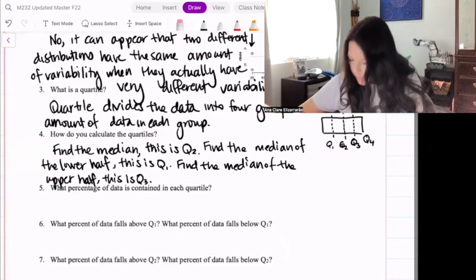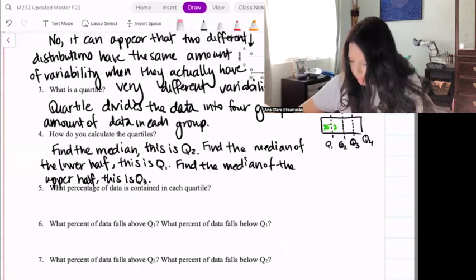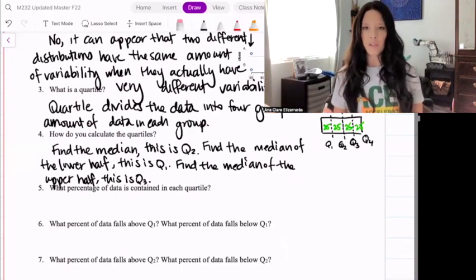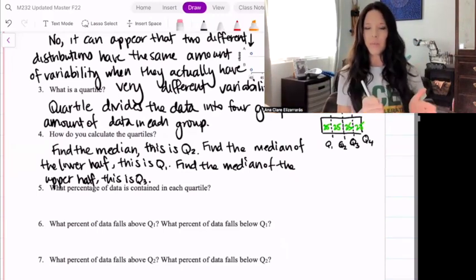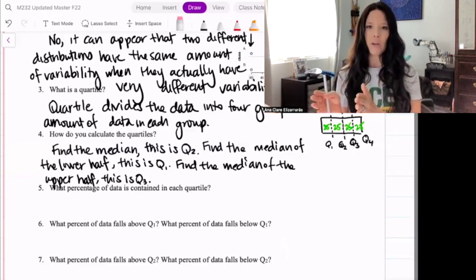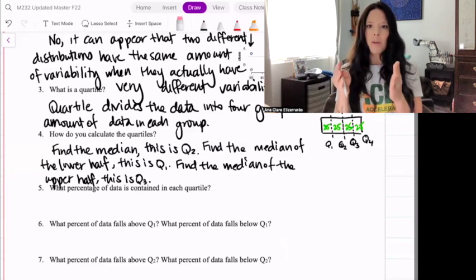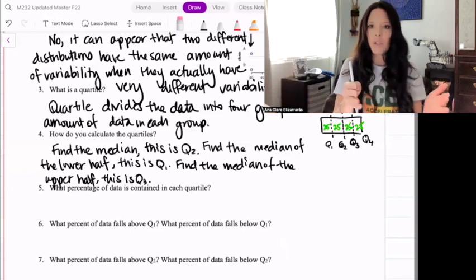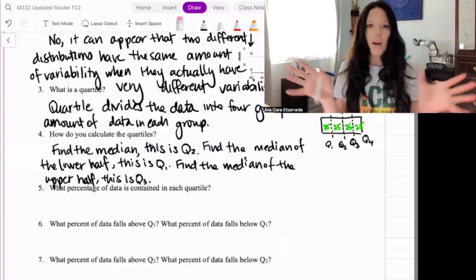So in each of these sections, there is 25% of the data. So each of those partitions has 25%, 25% from the minimum to Q1, 25% from Q1 to Q2, 25% from Q2 to Q3, and 25% from Q3 to Q4. And then you can add those up. So there's 50% from Q1 to Q3, 50% from Q2 to Q4, 50% from the minimum to Q2, or 75%, however you want to slice it.